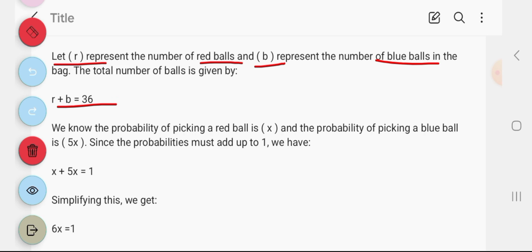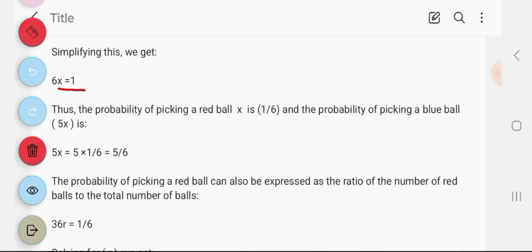And we know that the probability of picking a red ball is x. The probability of picking a blue ball is 5x. So x plus 5x. You are picking balls which are red and blue from a bag. So both probabilities should add up to 1. So that's what we have here. So going through, we add 5x to the x, we have 6x. 6x equals 1. We can find x, which will give us the probability of picking a red ball. So the probability of picking a red ball is 1 over 6. Probability of picking a blue ball, we just have to substitute 1 over 6 into 5x. So we get 5 over 6. So probability of picking a blue ball is 5 over 6.